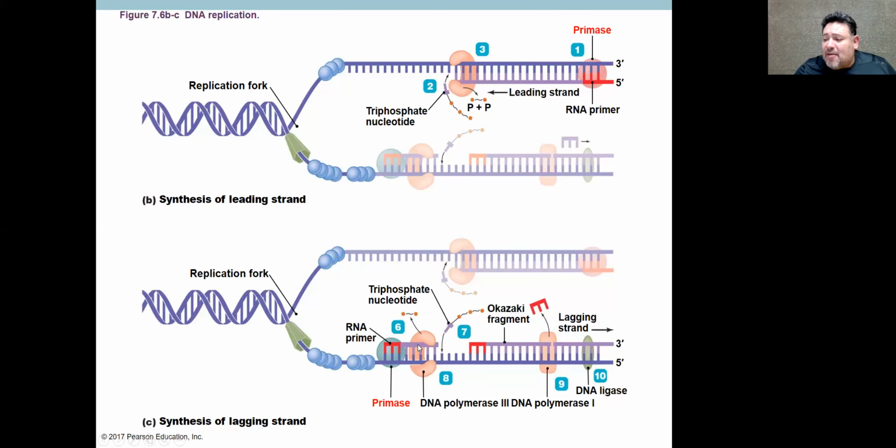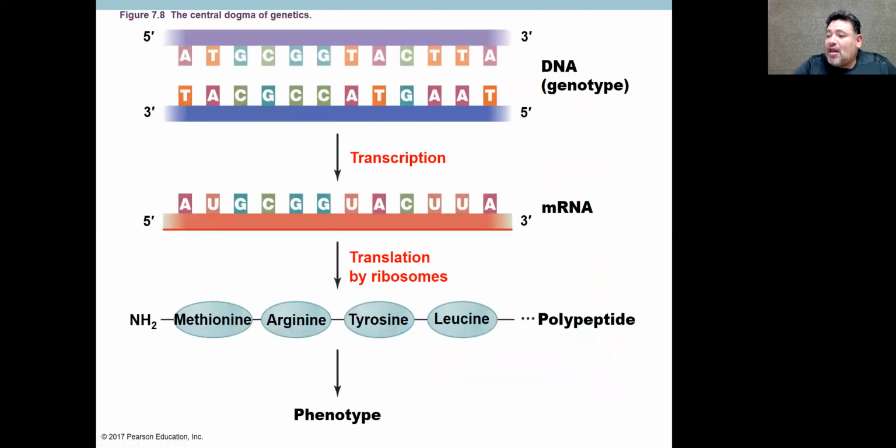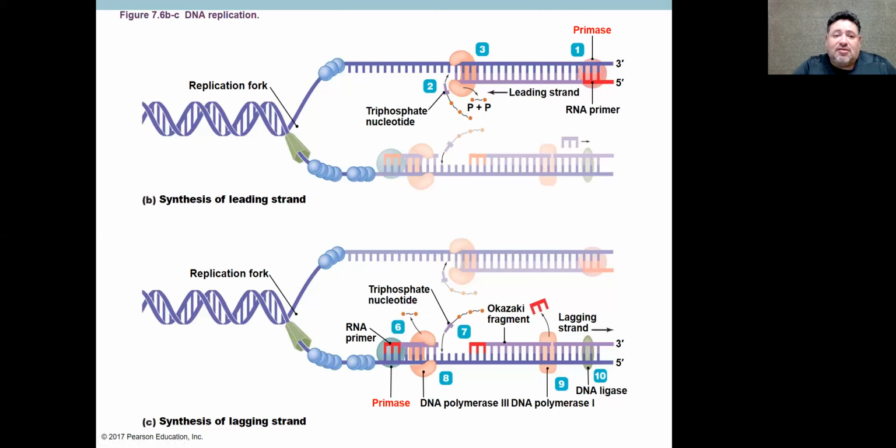Once it abuts it, it comes off, and then DNA polymerase 1 associates. It cuts out the RNA primer and replaces it with DNA. Once that's done, it comes off, and then DNA ligase comes in and forms that last covalent bond between the two Okazaki fragments. Quite a bit of work, huh? So that is DNA replication.